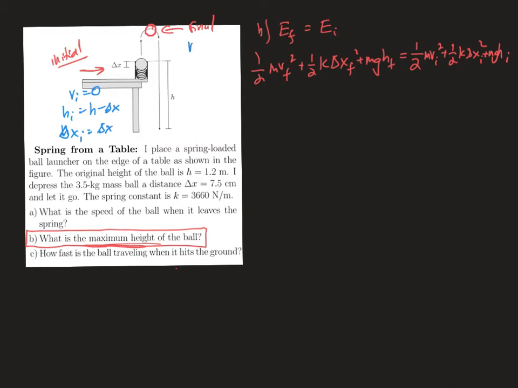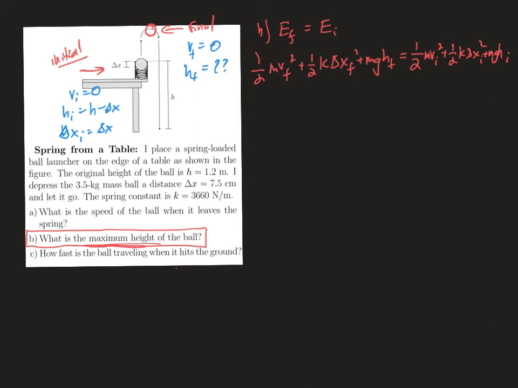But here I also have to decide what the final speed is, but the final speed, right when it gets to its highest point, is going to be 0. It's going to stop instantaneously before it goes back down. So the speed is going to be 0 there. The final height is the thing that I'm looking for. That's my unknown.